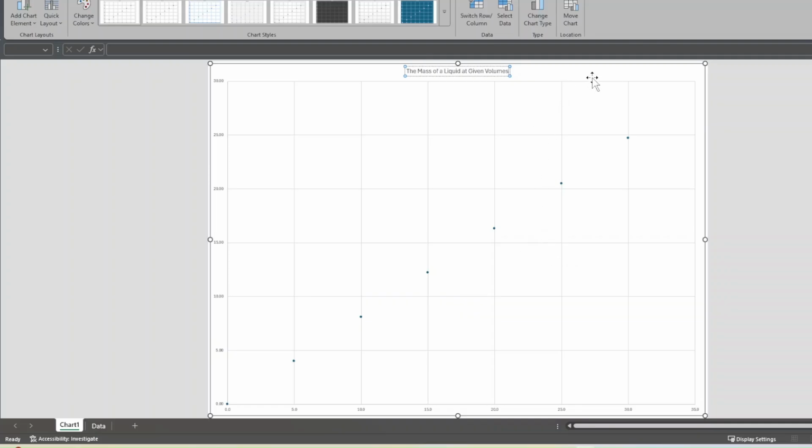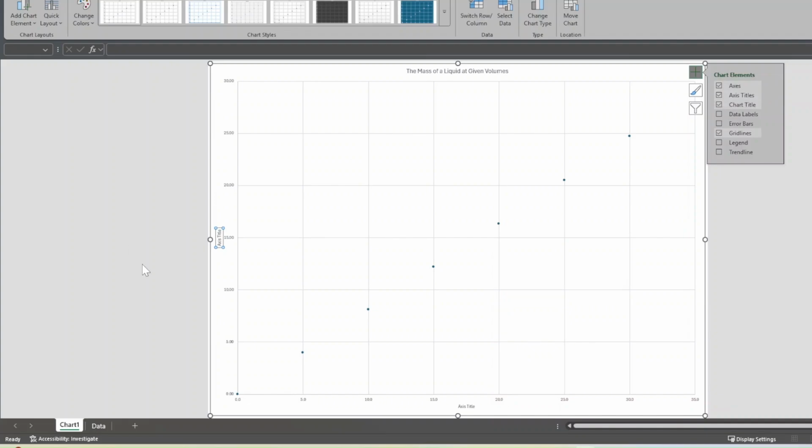The next thing we need to have a good graph is that you want to have axes labels. So anytime you want to add something to your graph, if you click on it and you click the plus sign, it allows you to add things. So the next thing I'm going to add is axes titles. So for my y-axis, this is going to be mass in grams. So you always want to say what it is and include the units. On my x-axis, this is going to be volume in milliliters.